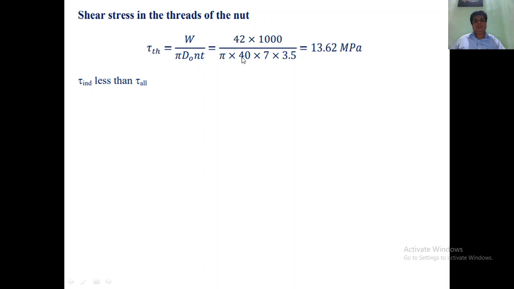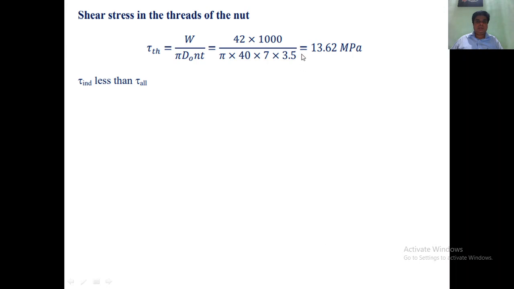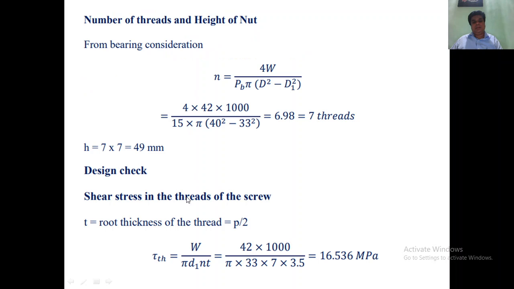Again you can calculate the shear stress in the nut. The same formula holds good here, and you can calculate the shear stresses in the threads. You can see that the induced stress is less than the allowable stress. 13.62 megapascal and 16.536 megapascal are both less than the allowable shear strength. That means your design is safe. You can calculate the shear stress at the threads of the nut, where you take diameter d0 of the thread for the nut here, and in this case we are taking d1 of the thread.